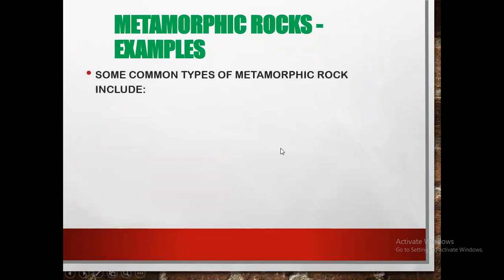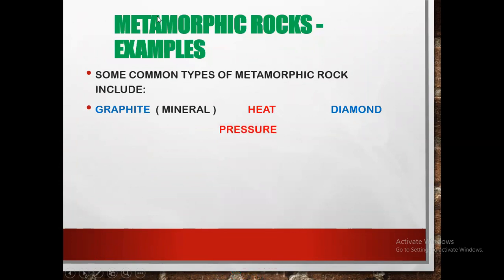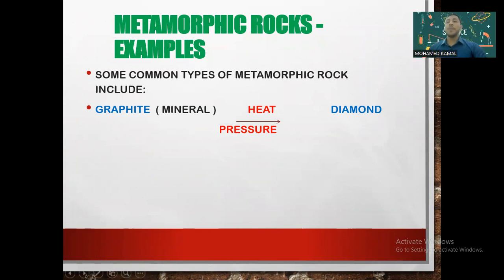Metamorphic rock examples. Some common types of metamorphic rock include what? Graphite changing into diamond by heat and pressure. Graphite is what? You know, your pencil. The part that you use to draw from your pencil, this black part, it's graphite. When it's exposed to enough heat and pressure, and I'm talking here about 10,000 degrees Celsius in heat and 10,000 atmospheric pressure, actually that's too hard to get, you will change a piece of graphite into a piece of diamond, okay? So if it gets exposed to enough heat and pressure, graphite will change into diamond.